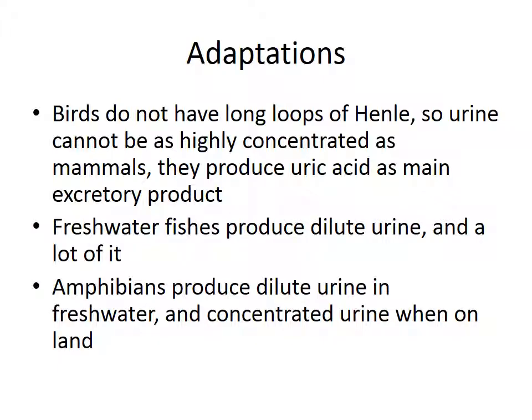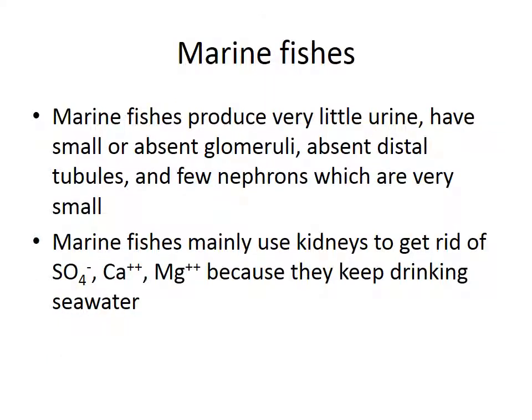And the last thing I wanted to talk about were adaptations. Birds do not have long loops of Henle, so urine cannot be as highly concentrated as in mammals, and they produce uric acid as their main excretory product. Freshwater fishes produce dilute urine, and a lot of it. Amphibians produce dilute urine in freshwater and concentrated urine when on land.